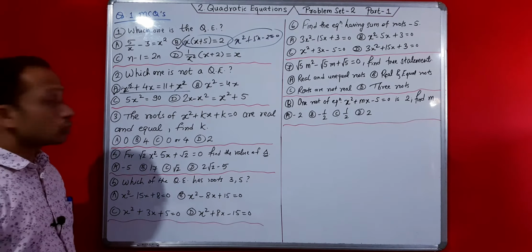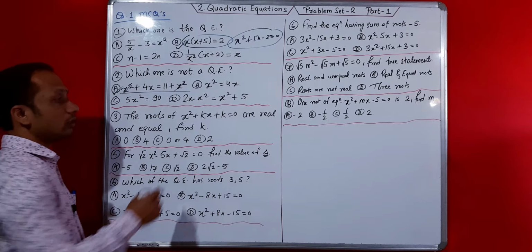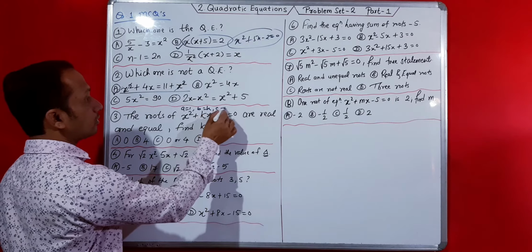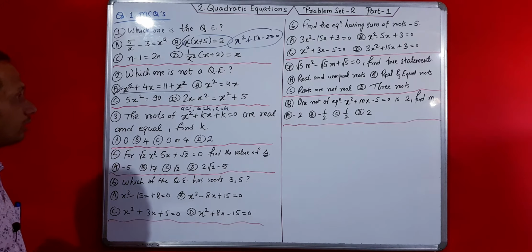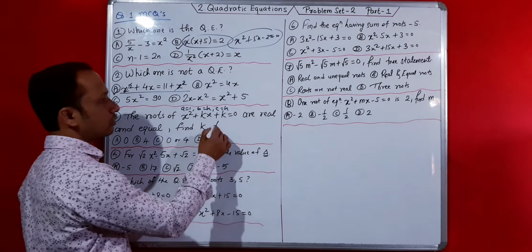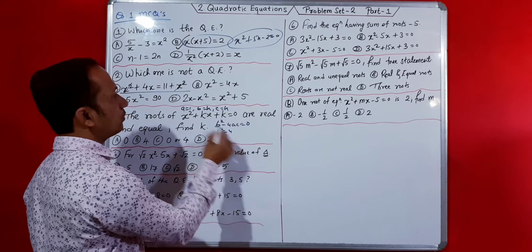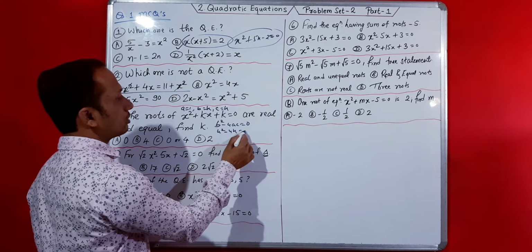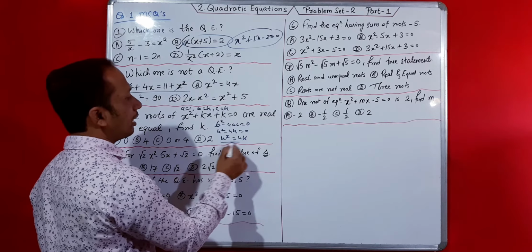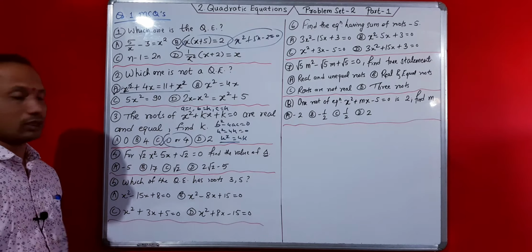Okay, the roots of x square plus kx plus k is equal to 0 are real and equal. Find k. If we compare, a is equal to 1, b is equal to k, c is equal to k. Then you have to find k. In this case the roots are real and equal, so b square minus 4ac is equal to 0. So k square minus 4 into 1 into k is equal to 0. So k square is equal to 4k, k gets cancelled. So I will get here 0 and 4. Okay, this is the correct solution because every quadratic equation has two roots.